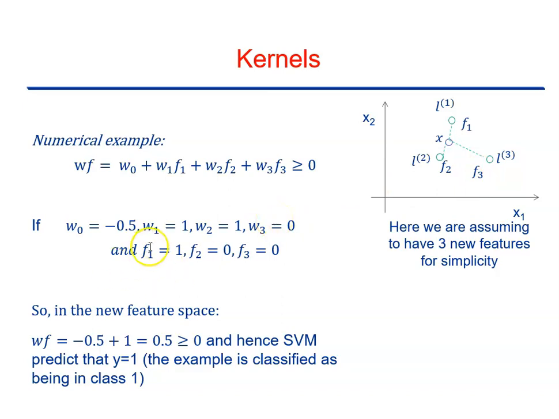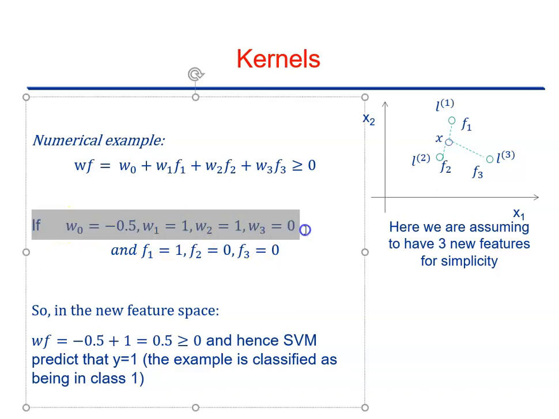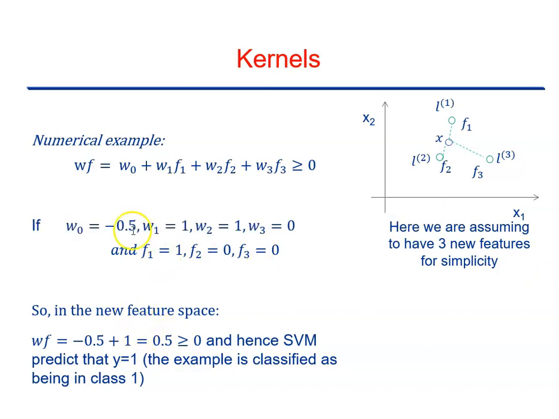For example, if for a data point, feature 1 is 1, feature 2 is 0, feature 3 is 0, and we have these parameters of the model, we can calculate the product between the parameter vector and the feature vector, make all the calculations, which will result in 0.5, which is greater than 0. So in this feature space, the support vector machine will predict that this point is in class 1. That's it about kernels. I guess you have some rough ideas on how to use kernels.